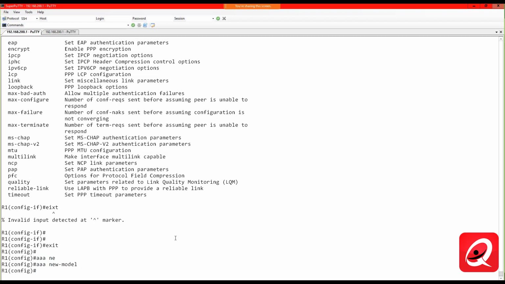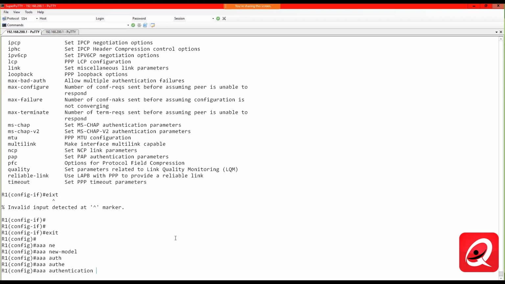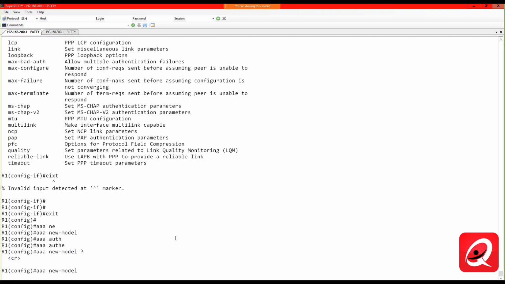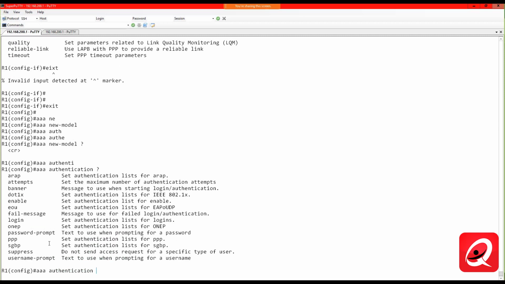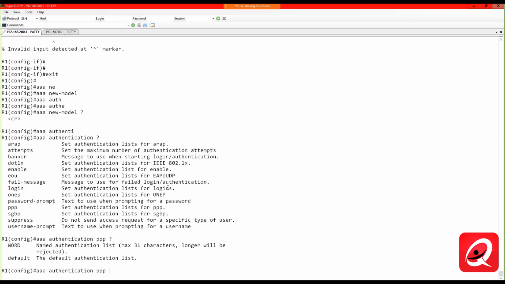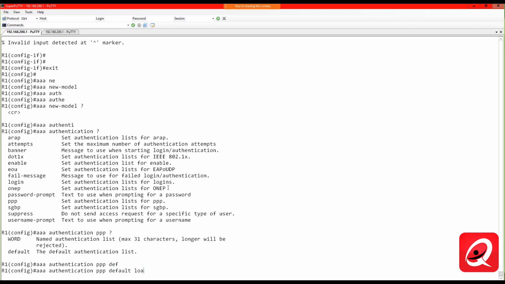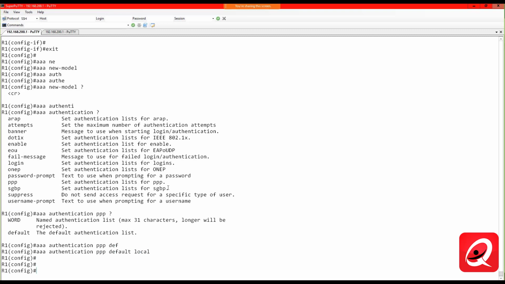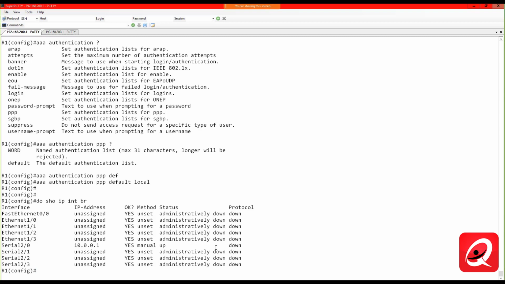So I'm going to do a AAA new-model, and I'm going to do a AAA authentication. And you'll notice that, let's try that again. AAA authentication. You'll notice that one of the options I have is to set the authentication method for PPP. So I'm going to do ppp default local. That says, okay, let's use the local username database to authenticate PPP. So now if I do a show ip interface brief, I should eventually see the protocol come up.